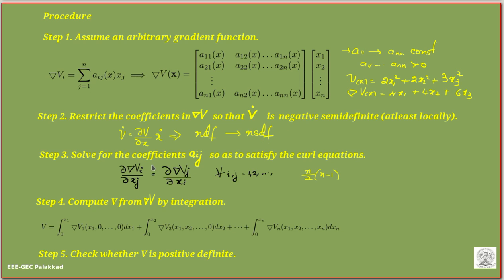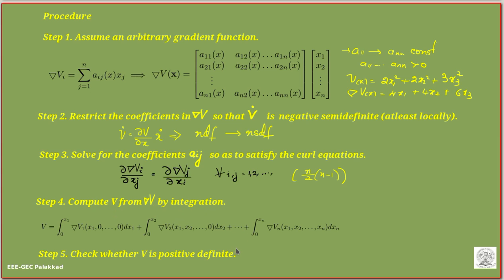The next step is to impose the curl equations. We will see whether the curl equations are being satisfied, and we will get these conditions or relations here. Once we apply them, we may get all the coefficients. We can assume some coefficients also, and after that we are going to compute del V of x. From del V of x we are going to integrate and find V.